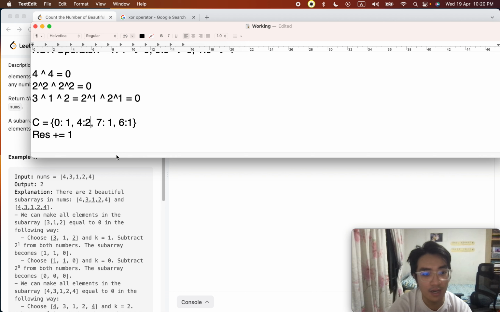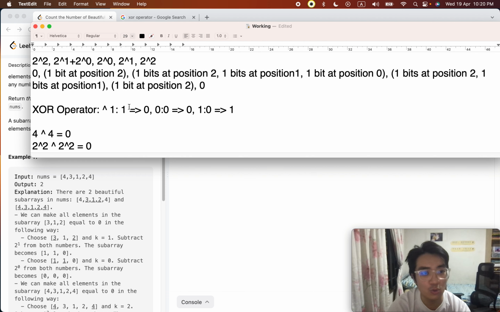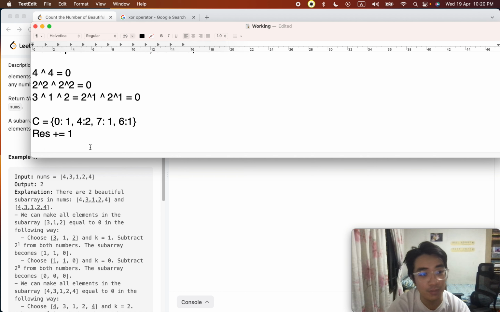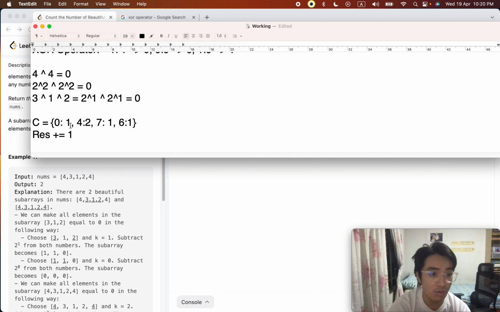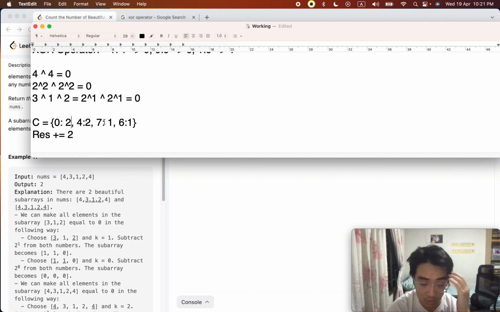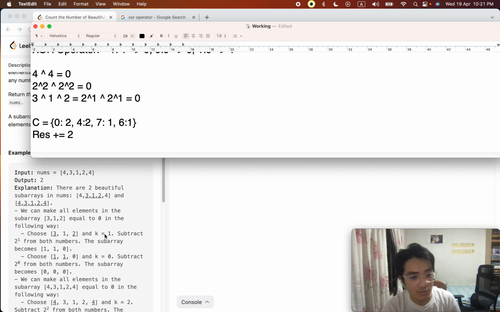Then it goes to, so right now it's at 4. It goes to 4 again, XOR becomes 0. So now, 0. You know what I mean? So you add result plus equals to 2 and 0 equals to 2 as well. So basically you increment this number as well, because the next time you get to this position, you will add that to the result. So in this case, the result is 2.